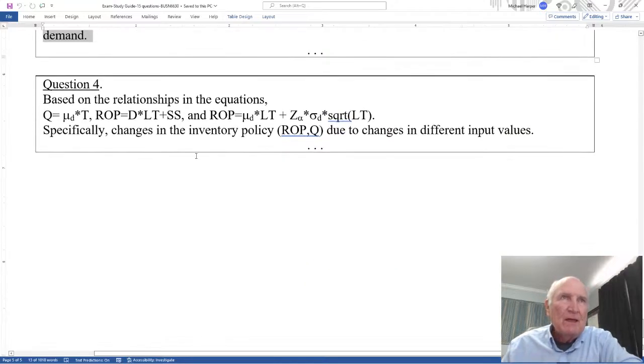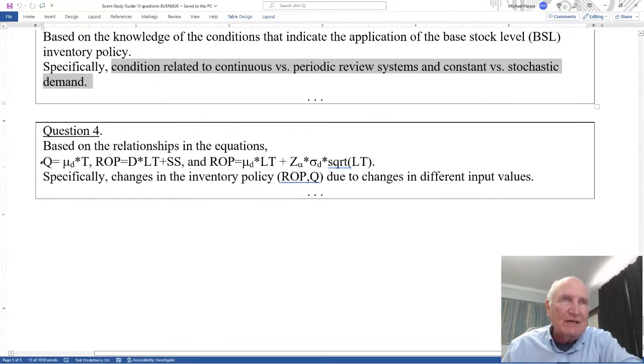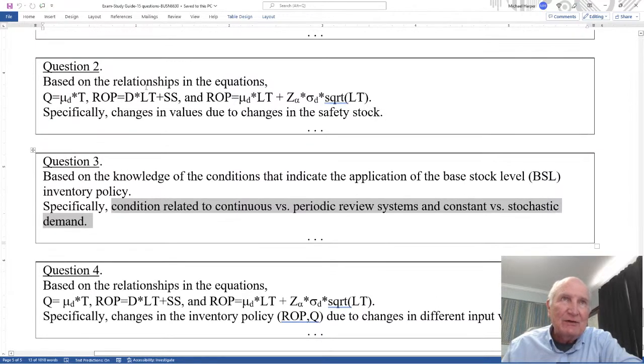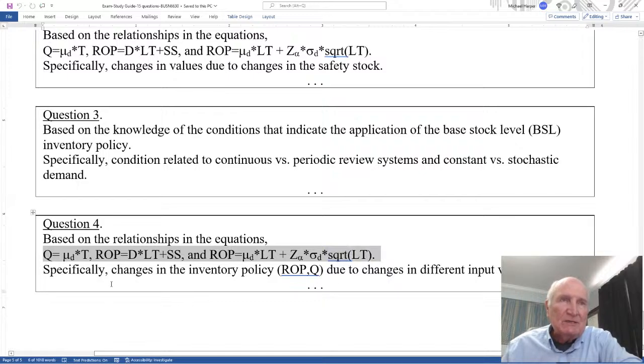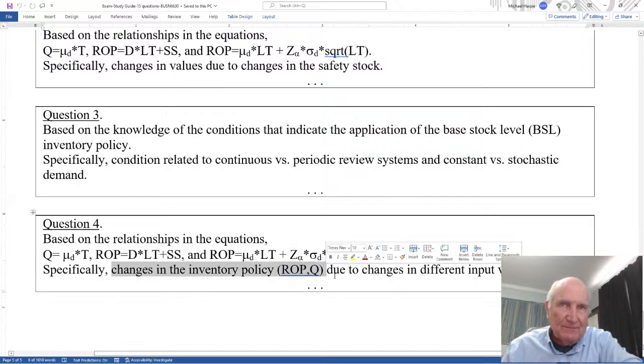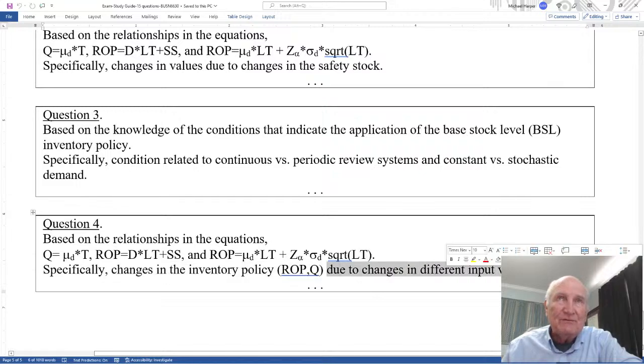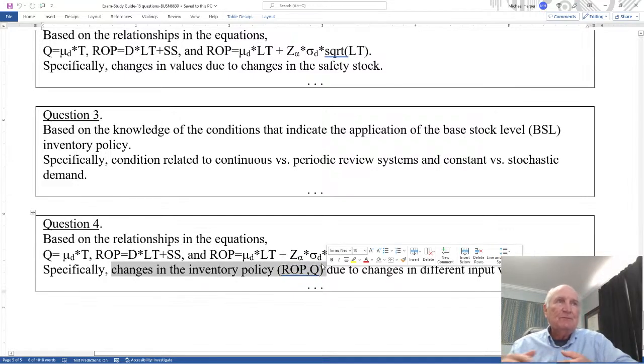Question 4. Based on the relationships in the equations, I give it, notice again, the similarity to question 2. But this one, I give you the lot size, the ROP for constant demand, and the ROP for stochastic demand. But specifically, changes in the inventory policy due to changes in different input values. Now notice, this was changes in the safety stock, what happens. This is changes in the different input values and what's going to be an appropriate inventory policy. How does it change the inventory policy?